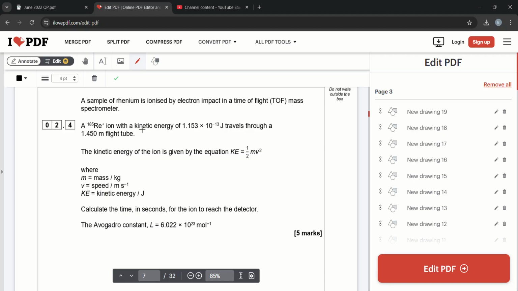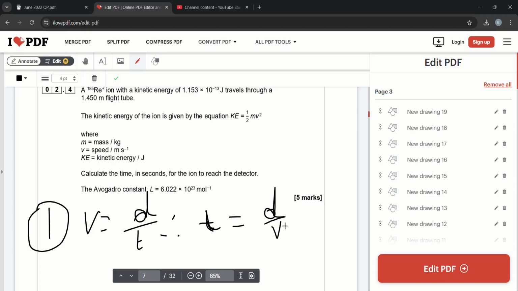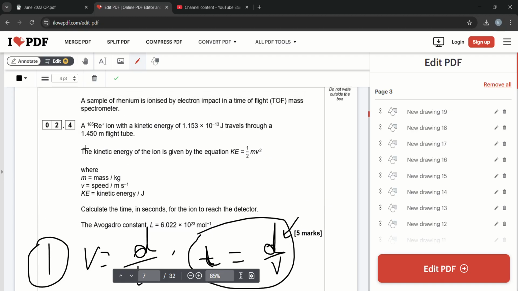Okay, let's remember the equation. Velocity is equal to distance over time. Therefore, time is equal to distance over velocity: v times t is equal to d, t is equal to d over v. So in order to find the time, we need a distance, which we have, 1.45 meters flight tube. We also need the velocity, which we don't have.